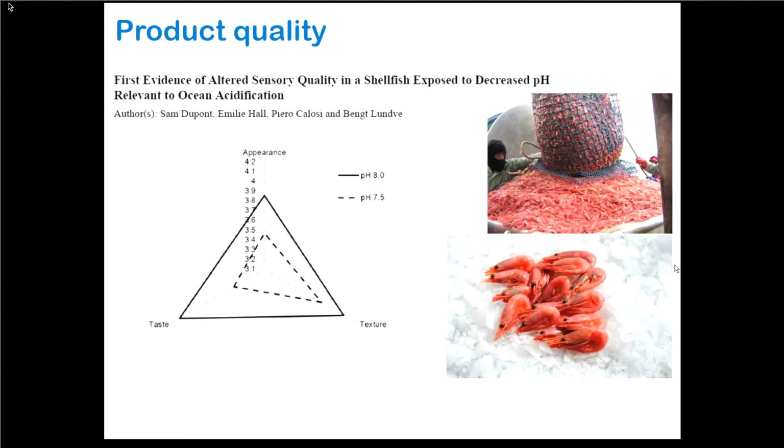Finally, I'm going to talk about product quality, and this is a really interesting study by some colleagues of mine, again, the guys out of Sweden, and it's looking at the northern shrimp. What they looked at was the impact of CO2 on product quality. How good is it? It's a really clever experiment they designed.